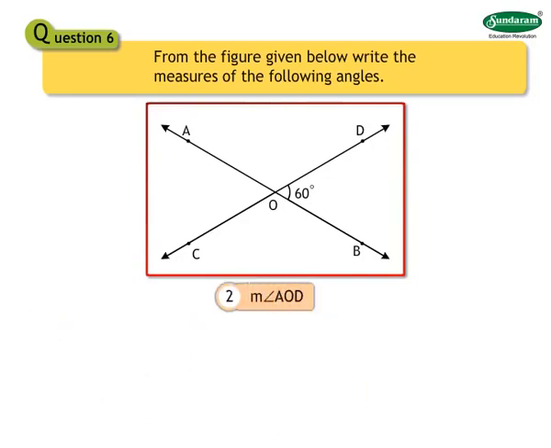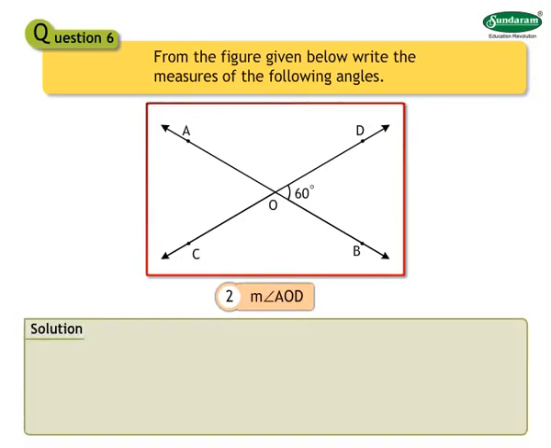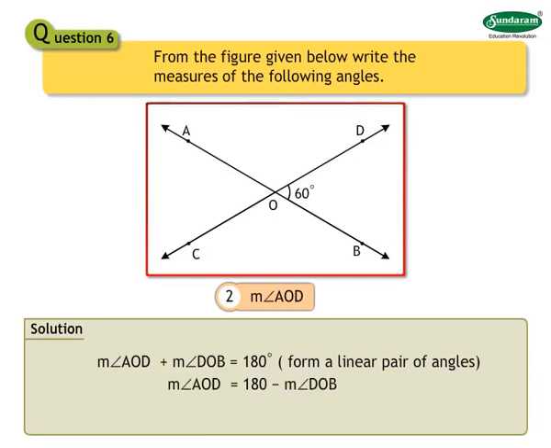Number 2. Measure of angle AOD. Solution. Look at the figure. Measure of angle AOD plus measure of angle DOB is equal to 180 degrees, as they form a pair of linear angles. Therefore, angle AOD is equal to 180 minus measure of angle DOB. Therefore, measure of angle AOD is equal to 180 minus 60, which is equal to 120 degrees.